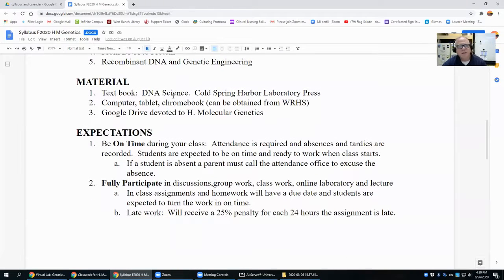Okay, so there is a DNA textbook. I haven't loved it for the first couple chapters, so I've been putting a different textbook on Google Classroom that they can use, and I think it's easier to read and understand. They'll need a computer, a tablet, or Chromebook. I highly recommend a computer or a Chromebook, because some of these activities and online simulations don't work on a tablet or a phone, so I want them to have some kind of laptop or computer. They can always get an up-to-date Chromebook from West Ranch High School, free of charge. They give them out to students so that they can use them for the semester. I also want a drive or a folder devoted to genetics.